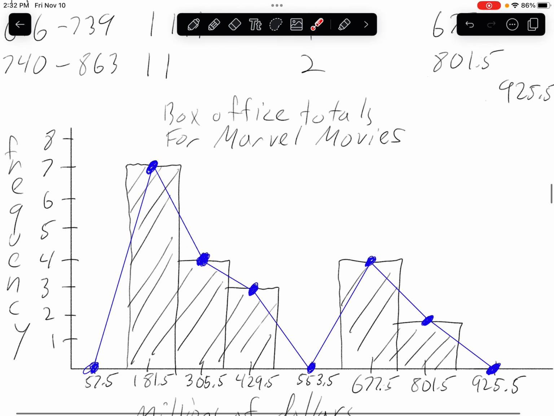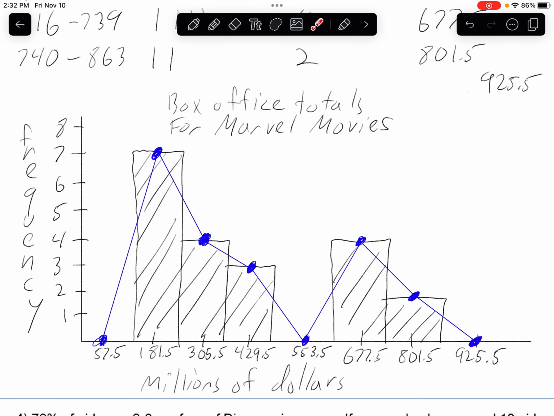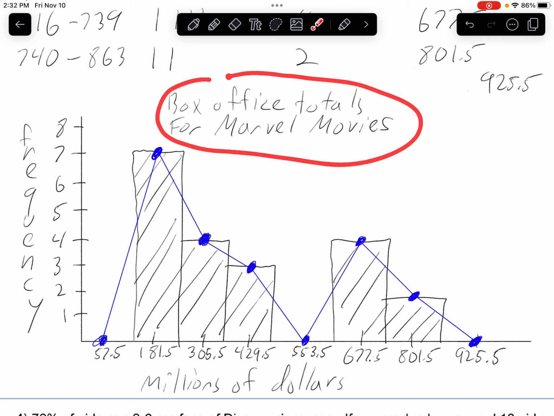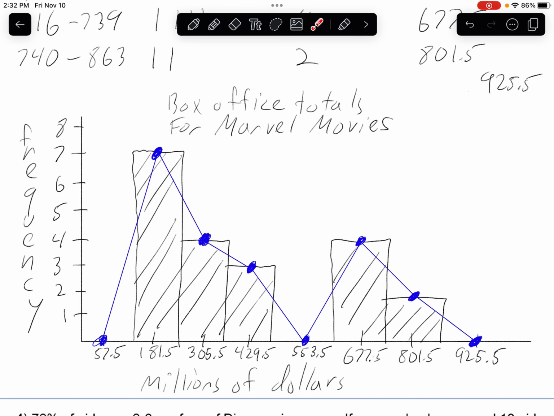So a histogram is going to be the bar model of this data. I want a title, box office totals for Marvel movies. I want a label for the y-axis, frequency. I want a label for the x-axis, which describes what these numbers mean. In this case, millions of dollars. So then someone can read this and know that this means $181.5 million. And that's how you label your x-axis, with a descriptor for this set of numbers.